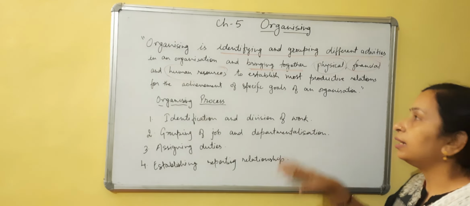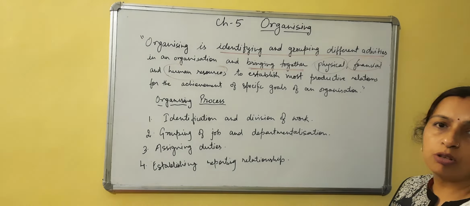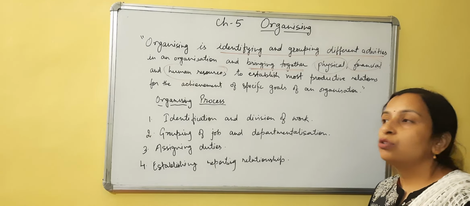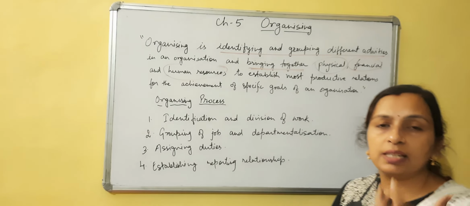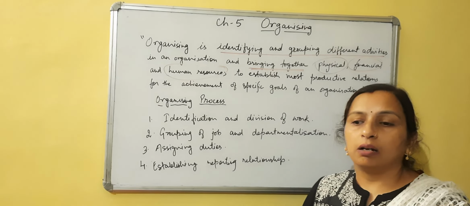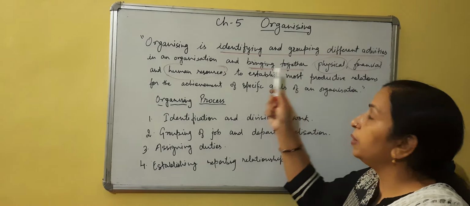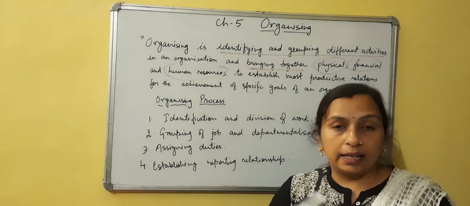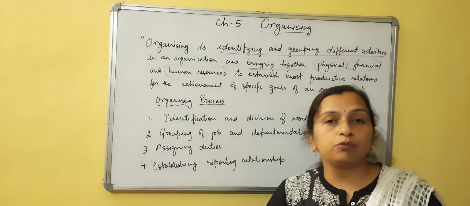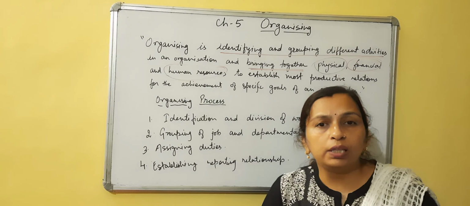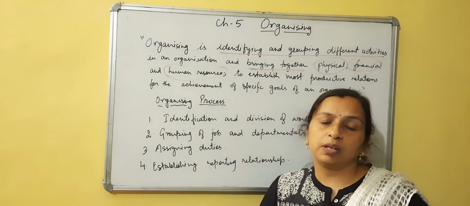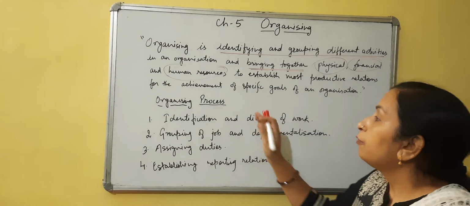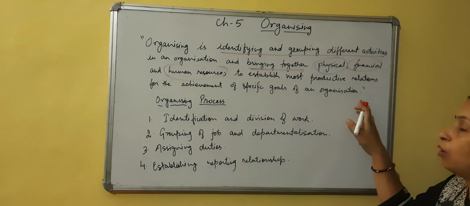Physical resources means material. Financial resources means money. And human resources means labor. So these are the factors of production, the basic requirements of business. We have to bring together all these and establish the most productive relation between these resources, so that the company is able to achieve its target, for the achievement of the specific goal of the organization.